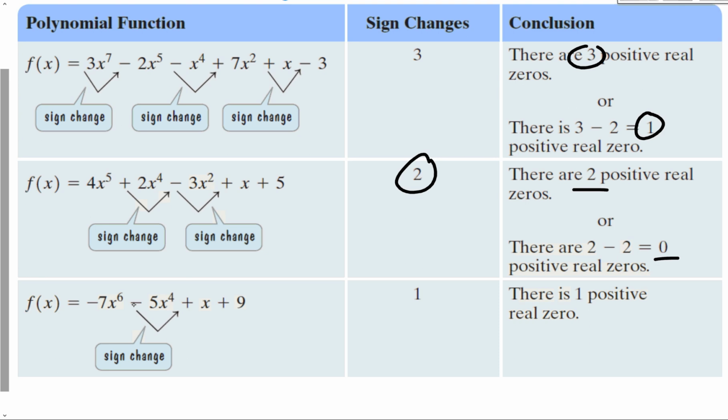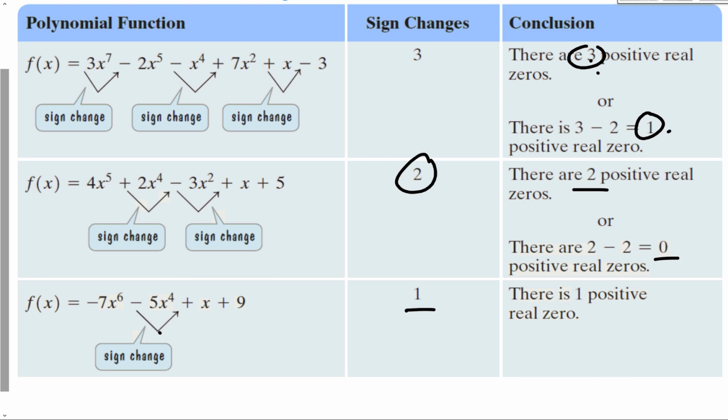In this function, negative, negative, positive, positive, there's only 1 sign change, so there's only 1 positive real zero. Okay? So looking at the number of sign changes tells us how many possible positive real zeros there could be in this function. It doesn't mean there's 3, and it doesn't mean there's 1. There's 1 or the other.